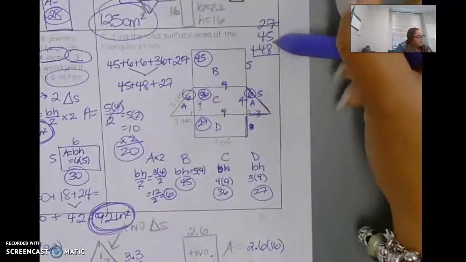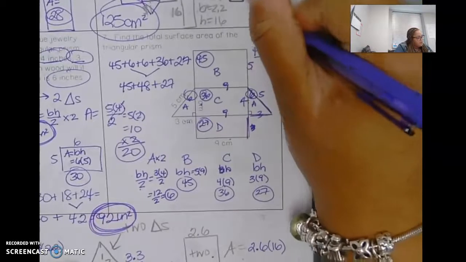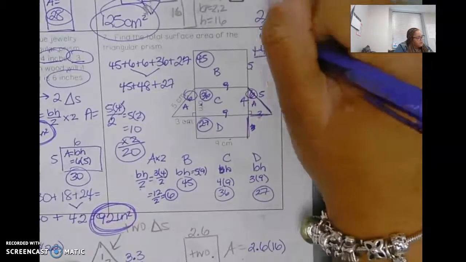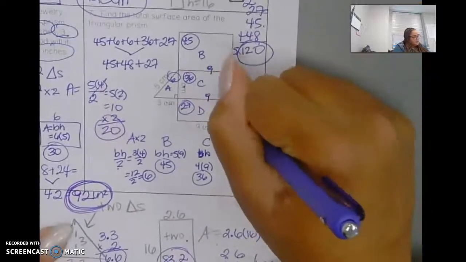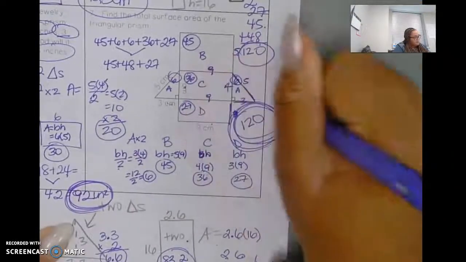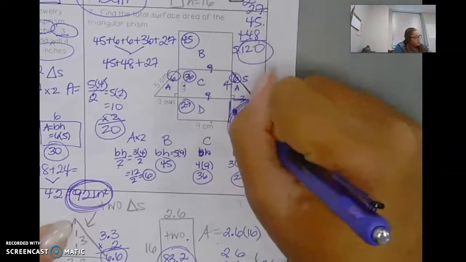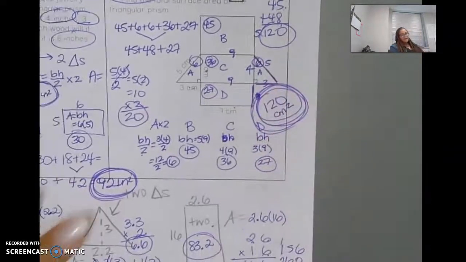And I will get 7 plus 5 is 12 plus 8 is 20. 4, 8, 12. 120 is my total here. 120 centimeters squared. That is.